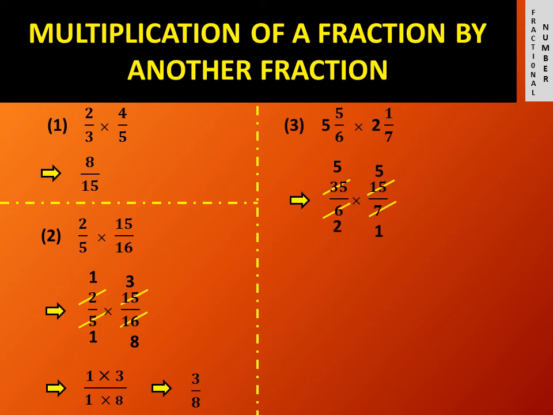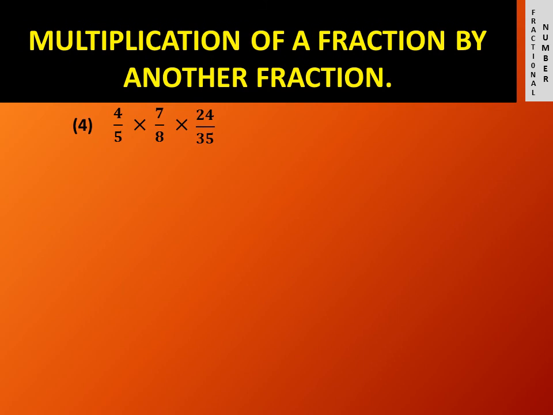Since now it cannot be further simplified, do the multiplication. 5 fives are 25 and 2 ones are 2. So the fraction is 25 upon 2. But it is an improper fraction. So first we convert it into a mixed number. And everyone knows how we convert an improper fraction into a mixed number. So the answer is 12 1 upon 2. Let's solve one more question.